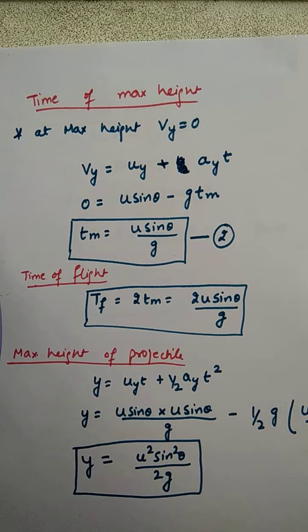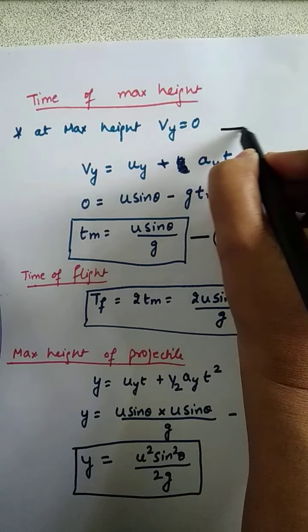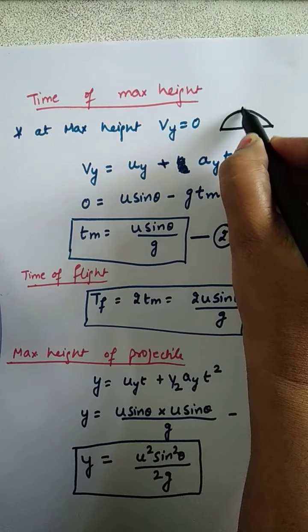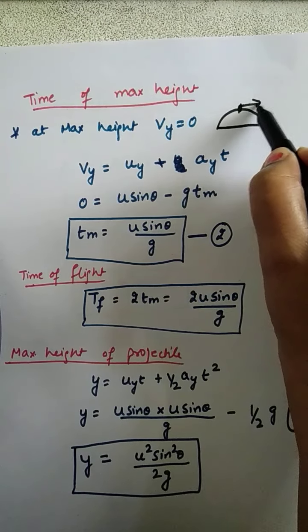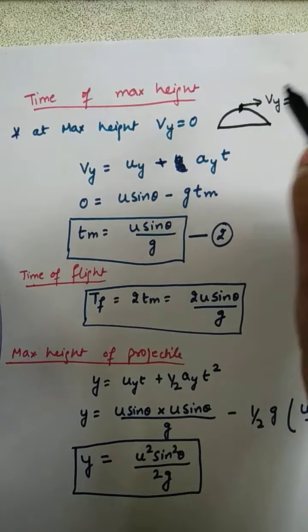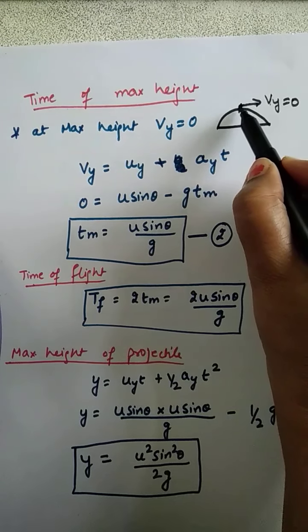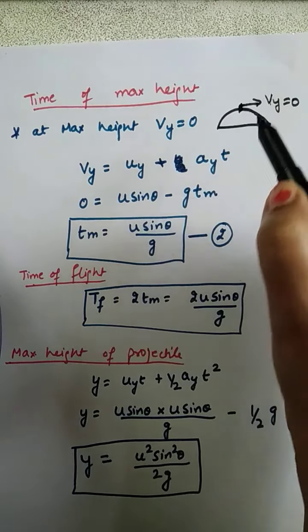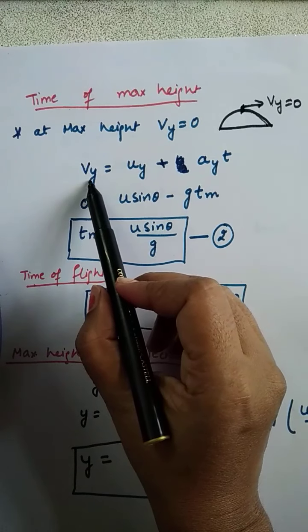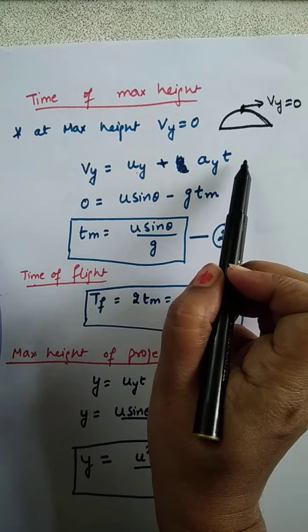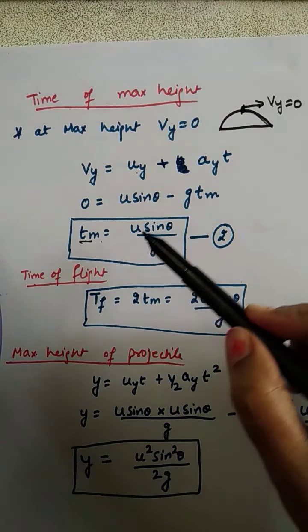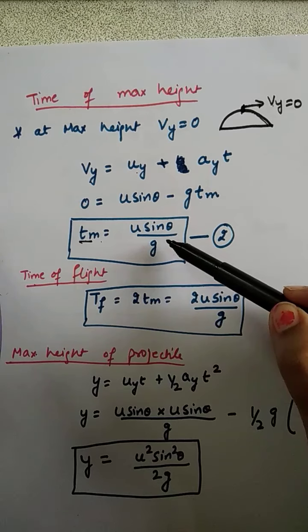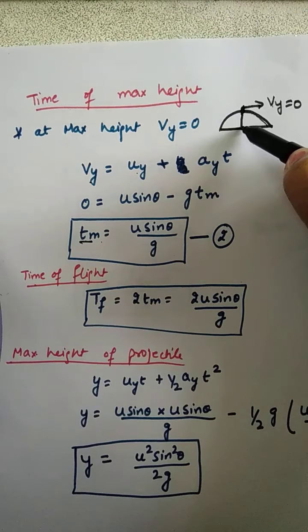Let us try to calculate the time to reach the maximum height. Maximum height means when the projectile reaches this point. That time we have to remember that velocity in y-axis would be equal to 0 because it cannot travel in this direction, it has to go down now. So using this equation v is equal to u plus at, I can find the time to reach the maximum height. It will come u sin theta upon g. So this is the time taken to reach the maximum height.